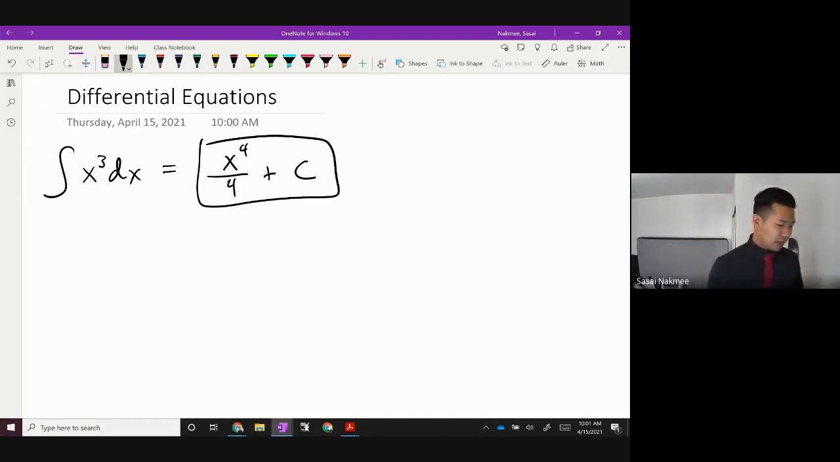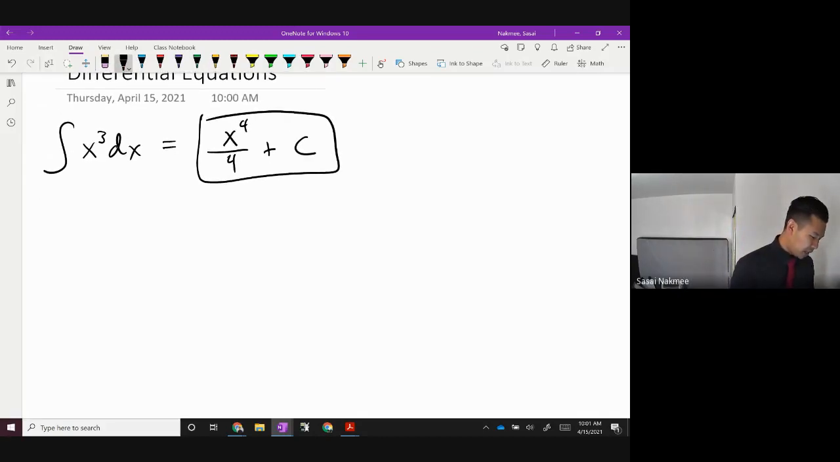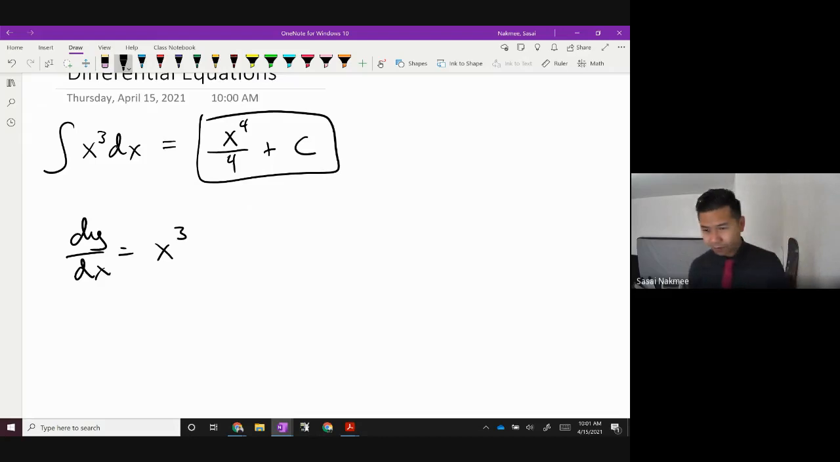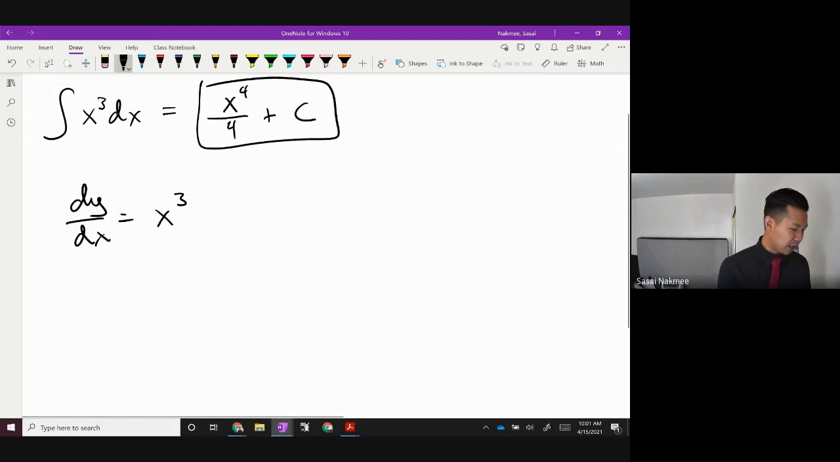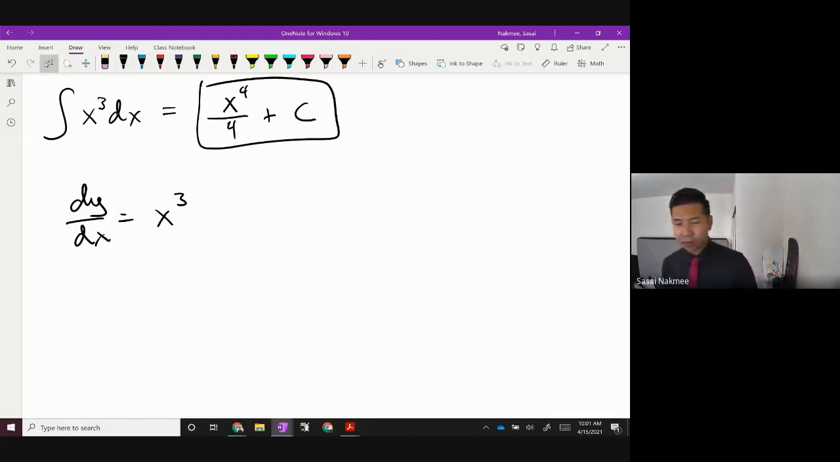So how does this relate to a differential equation? Well, here we go. You ready? I might have something like this: dy dx is equal to x cubed. And if I were to graph the slope field for this differential equation, can you guys picture what the original graph might look like? I'm going to do that real quick.